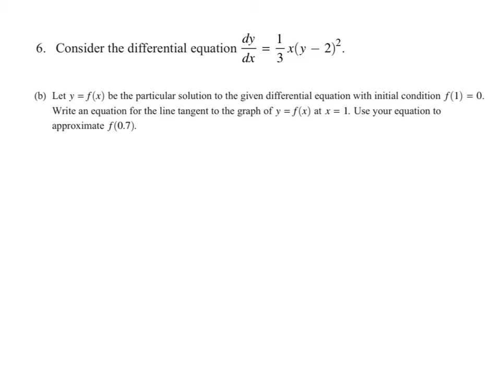So part B of this question is a tangent line problem. So we know that we always need a point and a slope for a tangent line. In this problem, we're given the point. So our point is 1, 0.